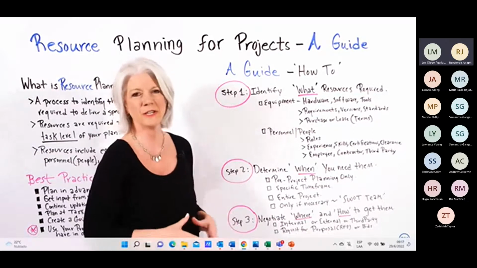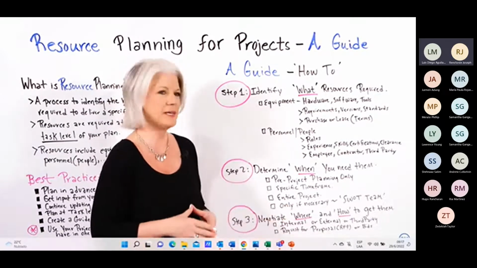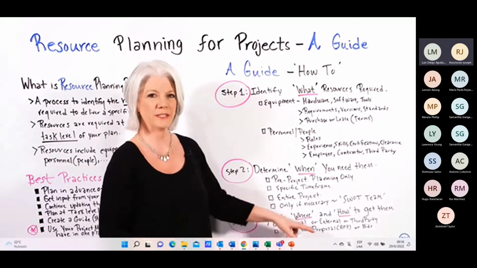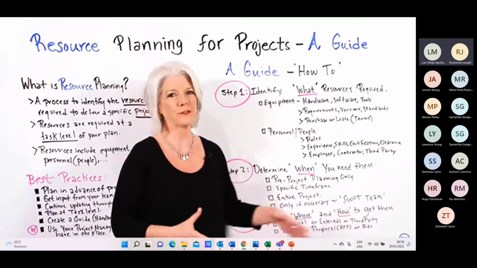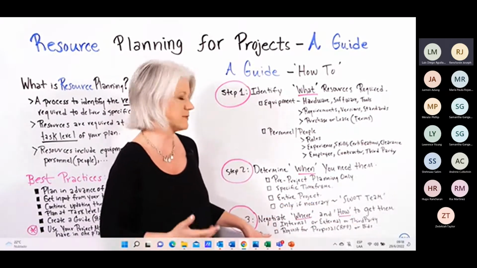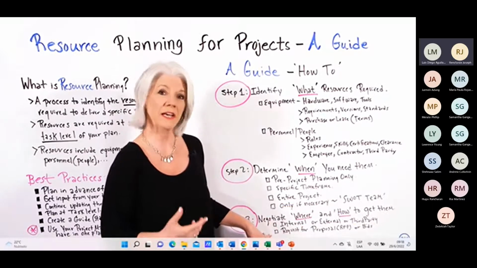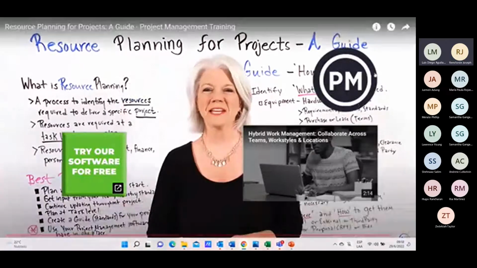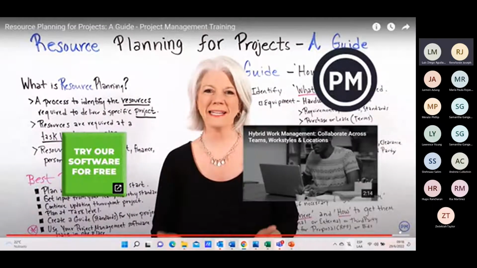And then step 3 is negotiate where and how you get them. So again, determine if they're internal resources or external, or you're going to use a third party to get them. In some cases, you may have to do a request for proposal or a bid. A lot of government type work requires that. So this is a clarification about what resource planning.